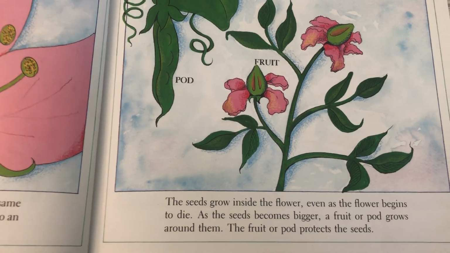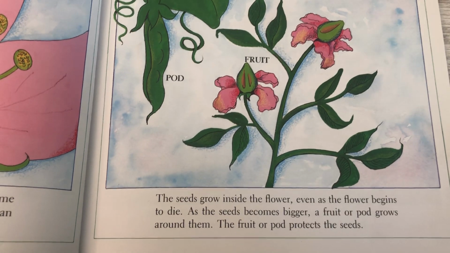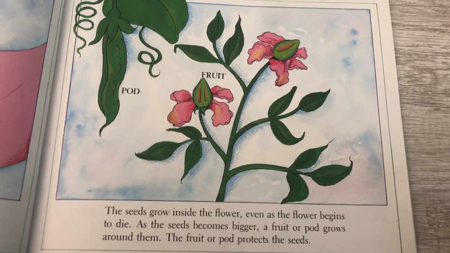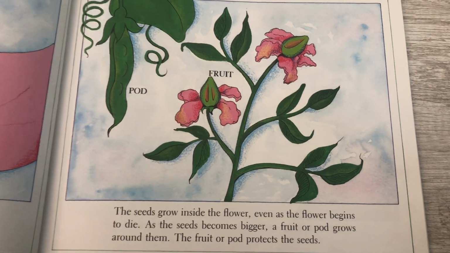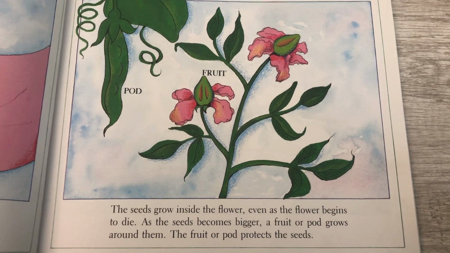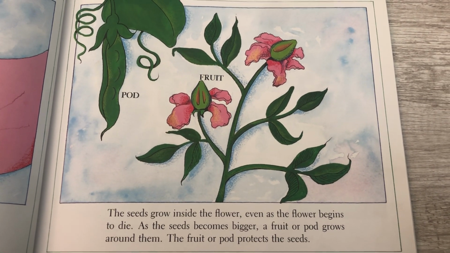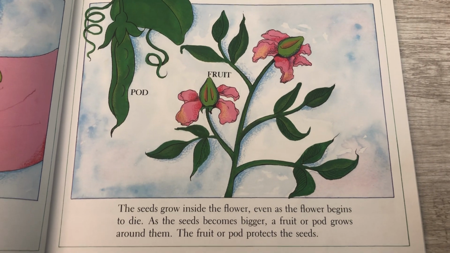Even as the flower begins to die, let me read that sentence again. That's called self-correction. I'm going to go back and correct myself. The seed grows inside the flower, even as the flower begins to die.